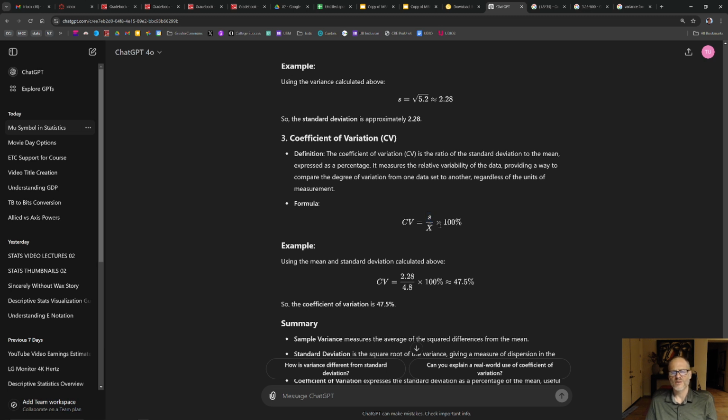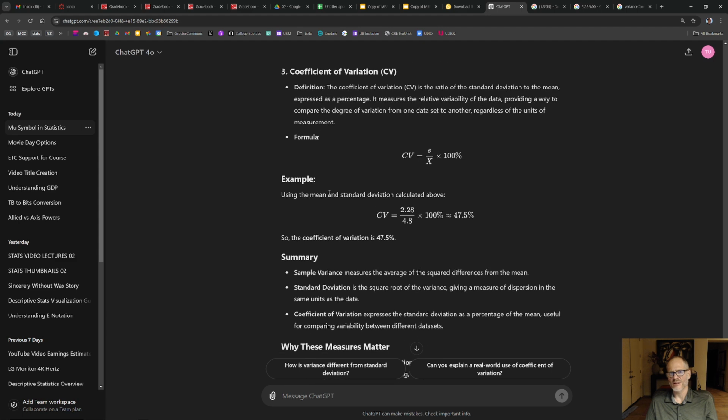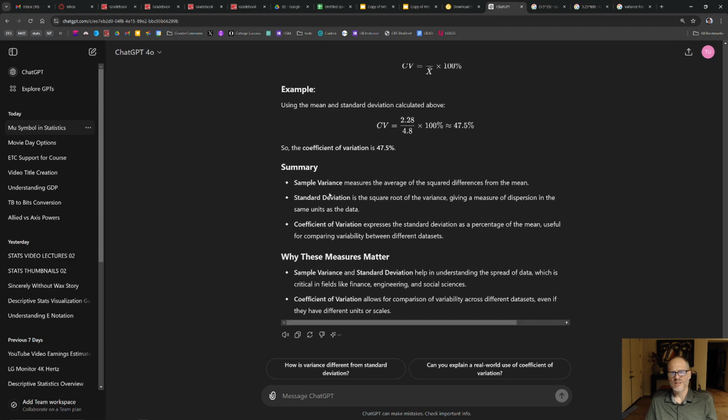So that's what the coefficient of variation does. It is the ratio of the standard deviation to the mean expressed as a percentage. It measures the relative variability of the data, providing a way to compare the degree of variation from one data set to another, regardless of the units of measurement. So here's an example. Using the mean and standard deviation calculated above, we get a coefficient of variation of 47.5%. So the coefficient of variation is that.